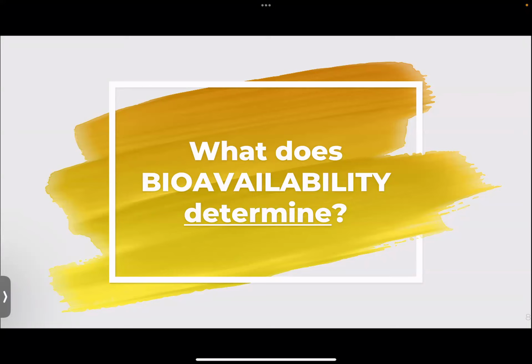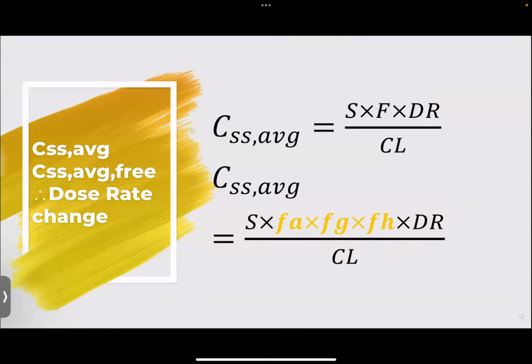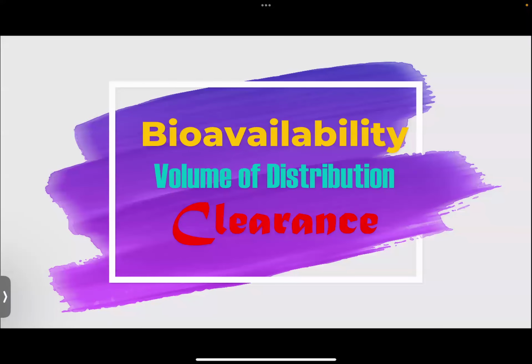But bioavailability mostly affects CSS average, not half-life, K, or time to steady state. But it affects how much drug gets into the body, right? So that's a pretty big deal. So a change in bioavailability will often mean you need to change your dose rate, but not your dose interval. Everybody good?